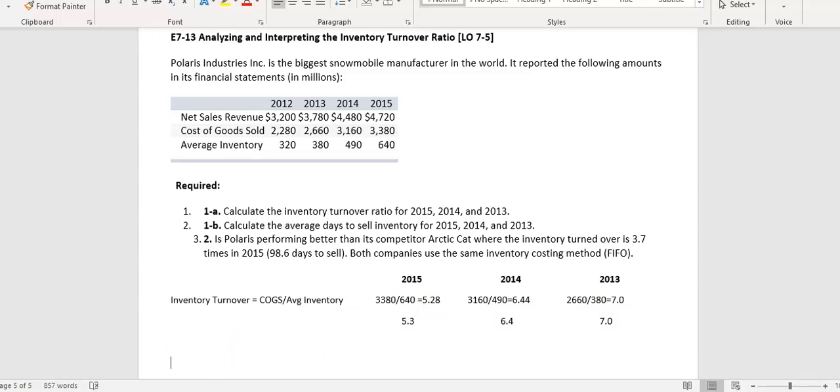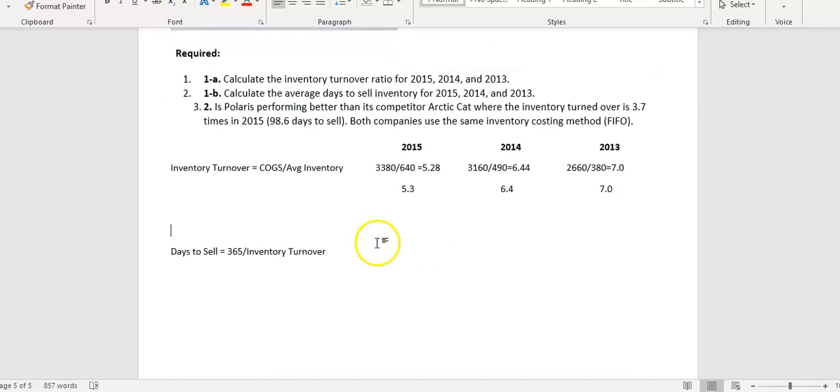Now let's take a look at the days to sell. Here we take 365 and we divide by the inventory turnover. Now our instructions in Connect are to use the rounded amount. In the real world, it would be more accurate to use the number before rounding. 365 divided by 5.3 would be 68.86 days. Rounded, it would be 68.9 days.